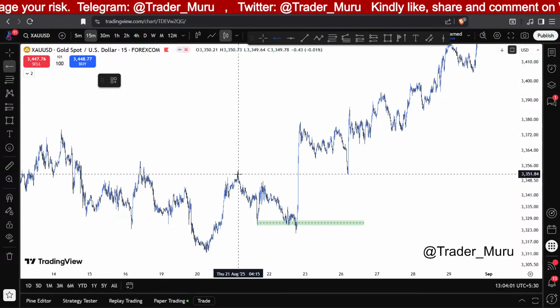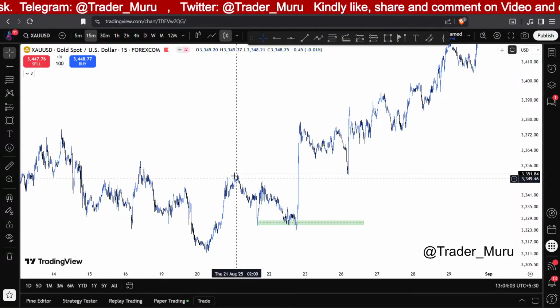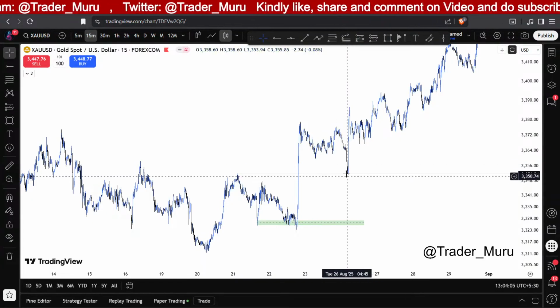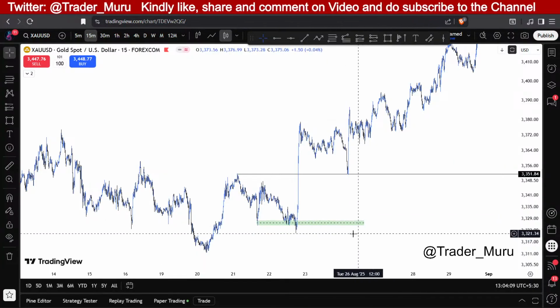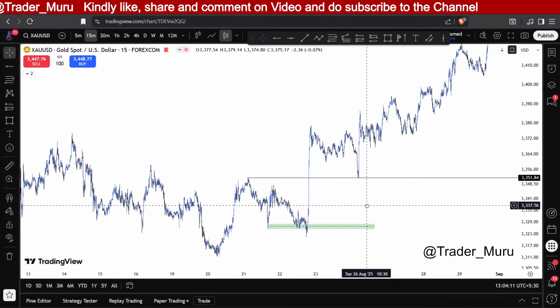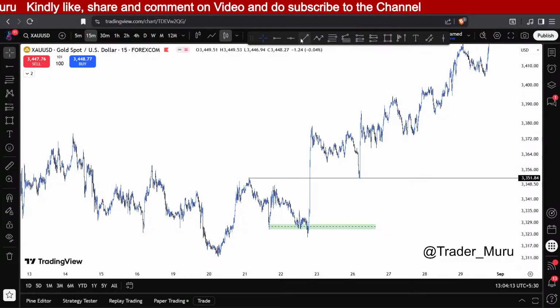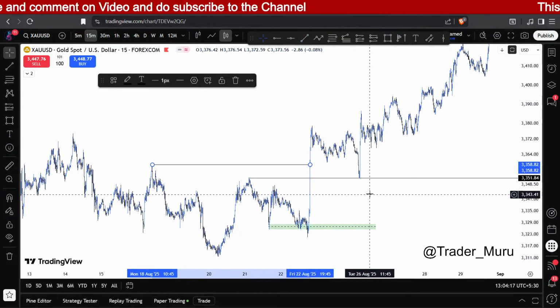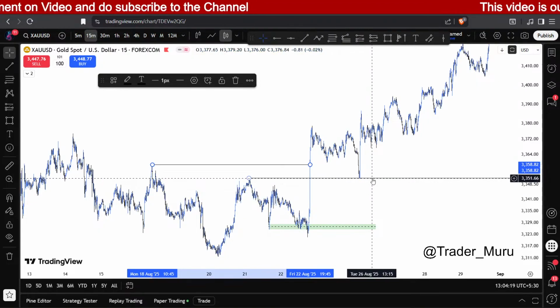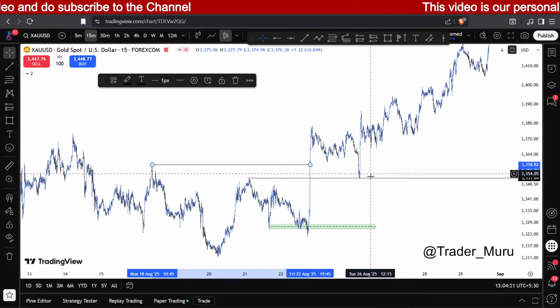If you go through my Twitter, I was telling people to buy from here. Why did I not wait for this retest? Because we have a structural change at this level. There are many confirmations you need to watch for entry, and this is one of them.